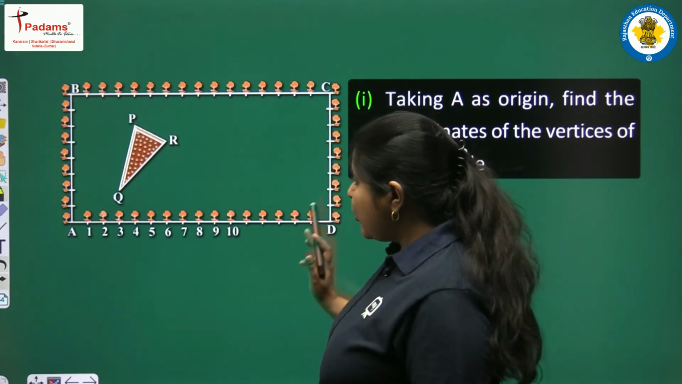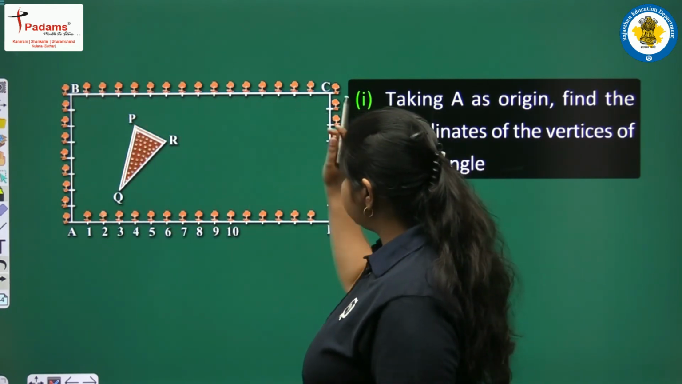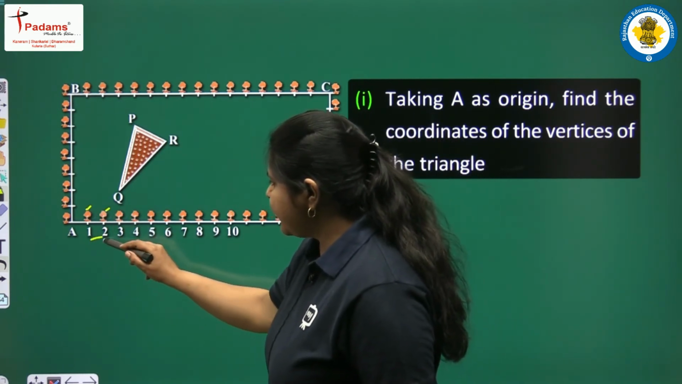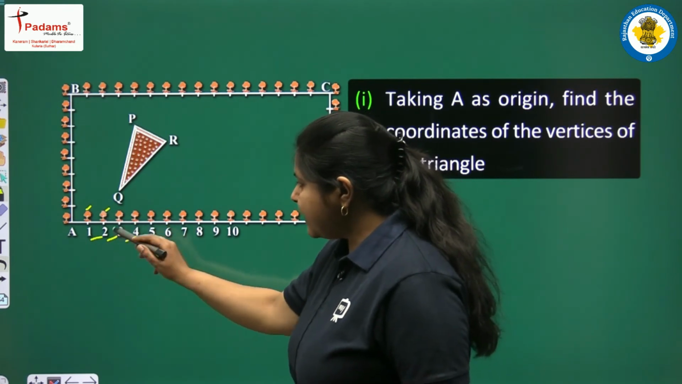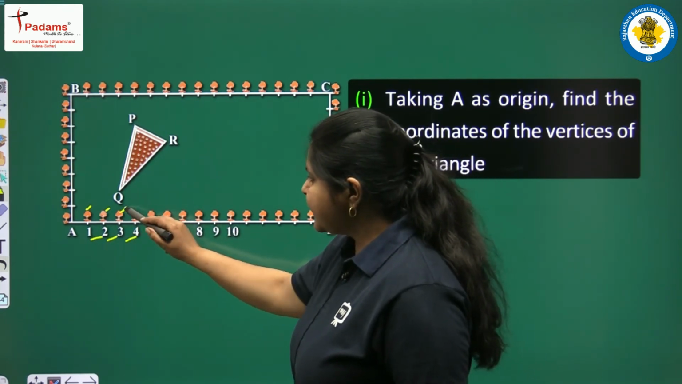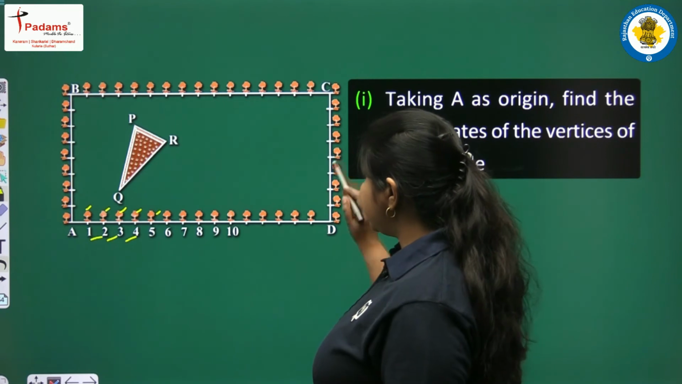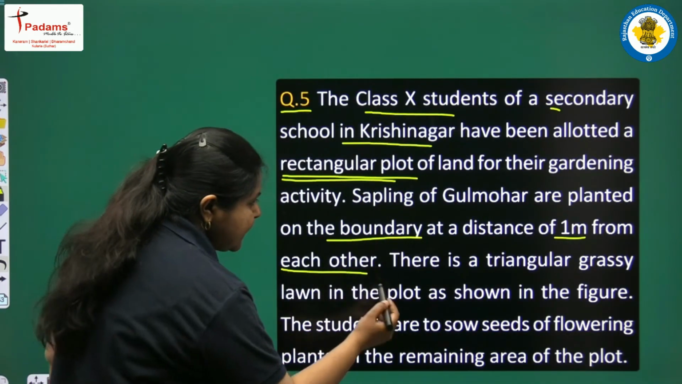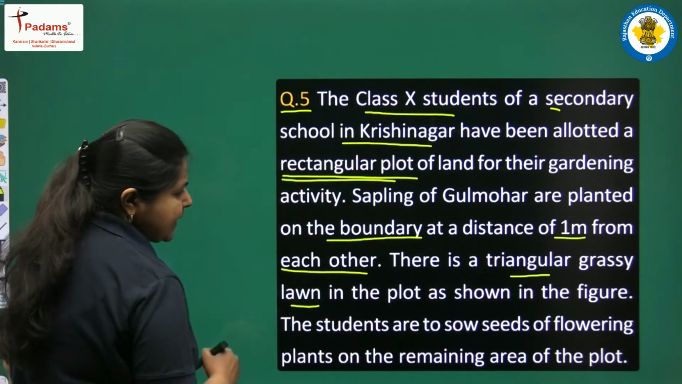ठीक है? Now along the boundary of this rectangular plot there are gulmohar saplings planted at a distance of 1 meter from each other. 1 meter के distance पर gulmohar saplings plant किए गए हैं boundary पर चारों तरफ. Then what else has been said in the question? There is a triangular grassy lawn in the plot.